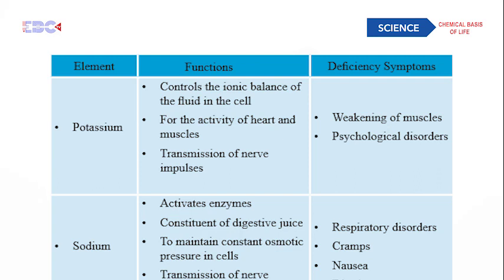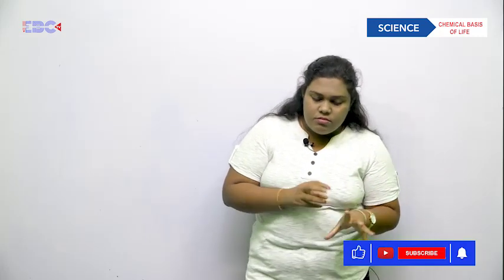We know the neuron, right? You will study them in the future, right? So these nerve impulses, the signals are transmitted through this, and for this purpose the potassium is involved, right?